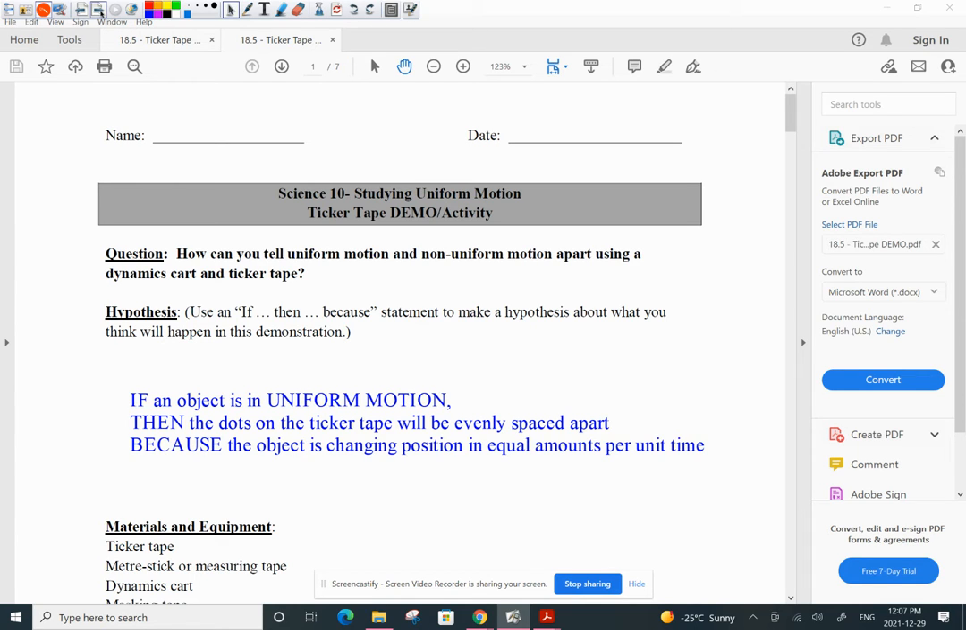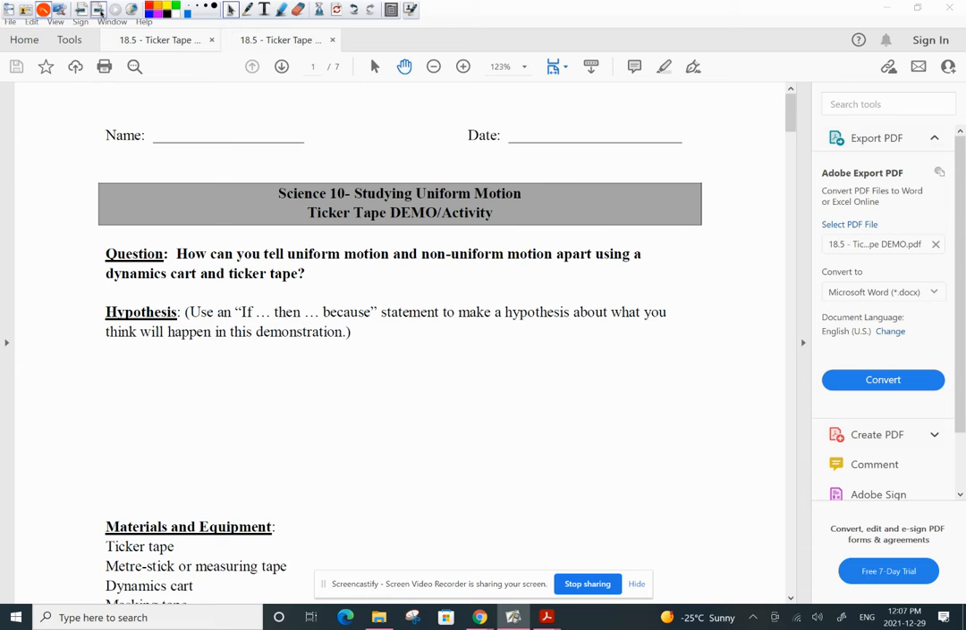We sat down and came up with a little hypothesis. If an object is in uniform motion, then the dots on the ticker tape will be evenly spaced apart because the object is changing its position in equal amounts per unit time. So the deal is, what is the ticker tape?